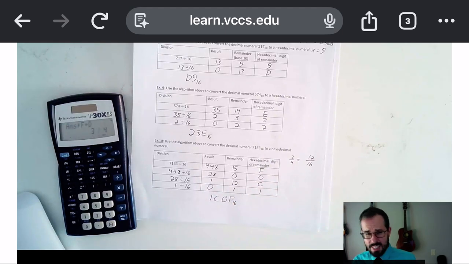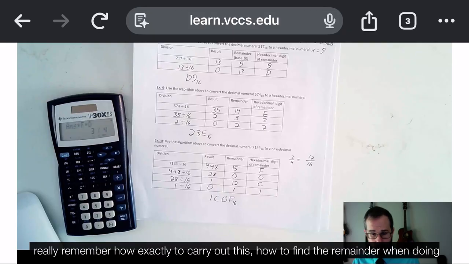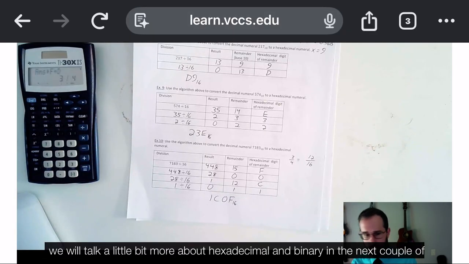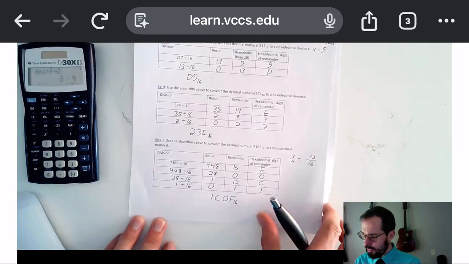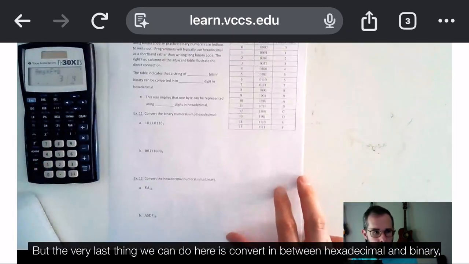All right, so as we can see, this is probably the trickiest aspect of this. It's like binary. It takes a little less time to convert, but we have to think a little bit more carefully because we have to really remember how exactly to carry out this, how to find the remainder when doing division. But the nice bit that we will end this section with, again, we will talk a little bit more about hexadecimal and binary in the next couple of sections, but the very last thing we can do here is convert in between hexadecimal and binary. And there's a nice convenient table that we can use for this.